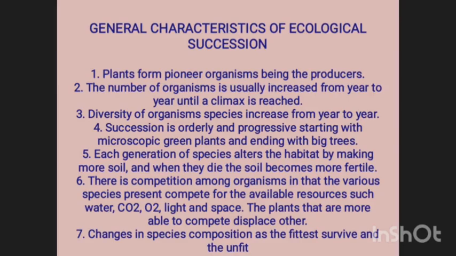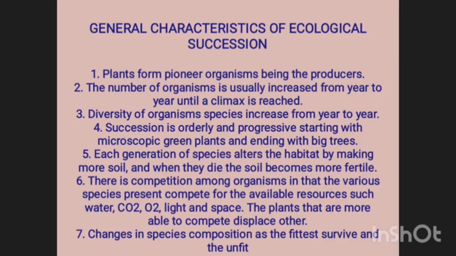Number three is that we have diversity of organism species. They increase from year to year. So we have various organisms, different kinds of organisms, that increase from year to year. Maybe the number of ants that we have last year will increase the next year. The number of earthworms we have last year will increase the next year. So that is diversity of organisms, the various organisms that you can find in the particular land that is abandoned. They increase from year to year.